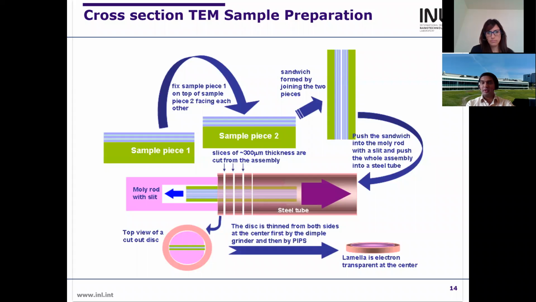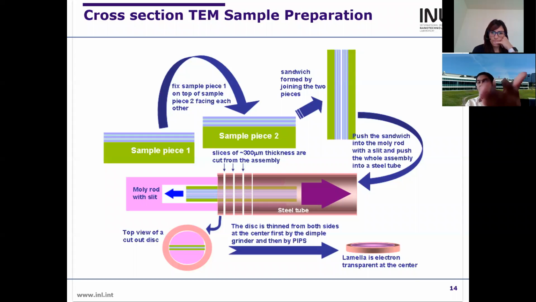So we need to prepare it further. We mechanically thin it via different means and reduce it to about 100 microns or lesser, and then finally use ion beam polishing and reduce the sample thickness to less than 50 nanometers, or even zero, where a hole will be formed. And then we put it in the TEM and study for the features that we're interested in.